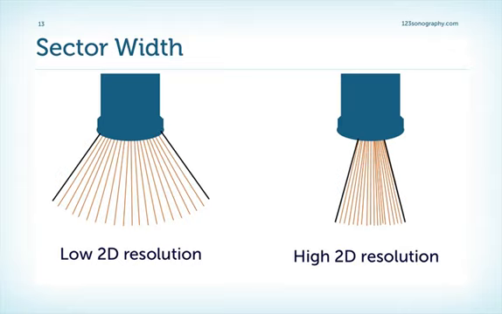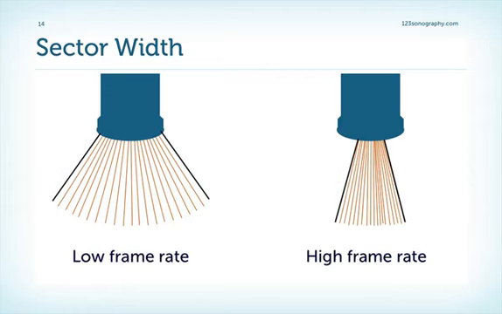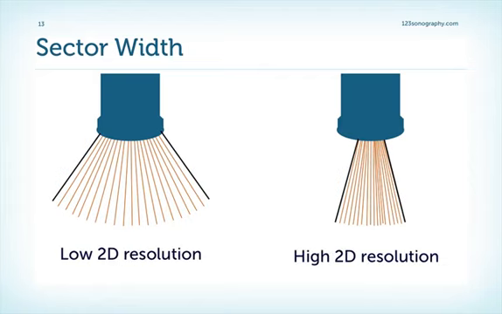So if we reduce the window, we can cram all the processing information and the number of ultrasound beams we have into a smaller region and thereby increase the 2D resolution. But there's also another advantage of a small beam width. It is not only the 2D resolution that improves, it's also the frame rate that improves. What is the lesson? Always try to use the smallest possible sector width you can.